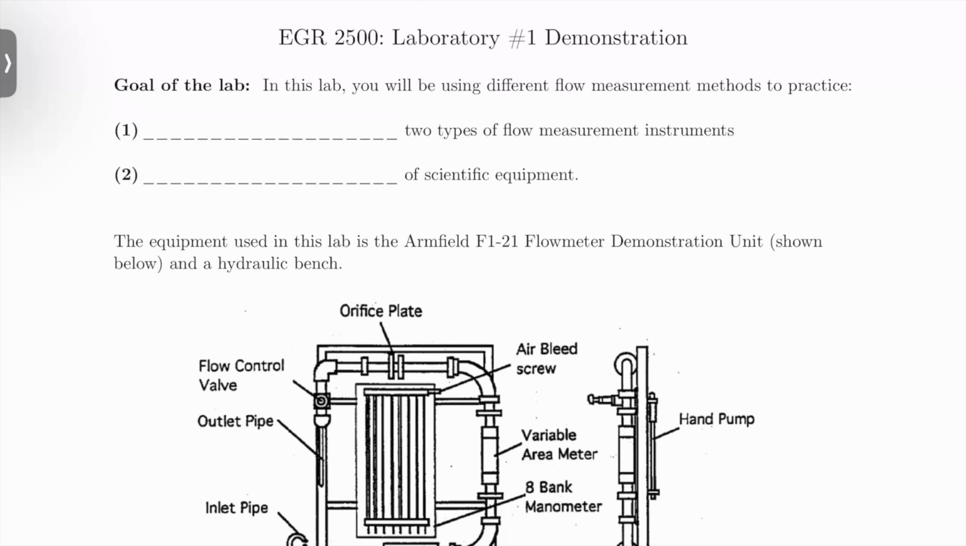I'll post my annotated notes here onto Moodle. There's also a lab handout that covers essentially all the same stuff, but with more words. It says the same things. So in this lab, we are going to be using different flow measurement methods to practice finding experimental uncertainties for 2 types of flow measurement instruments. And then we're also going to practice calibration of scientific equipment.